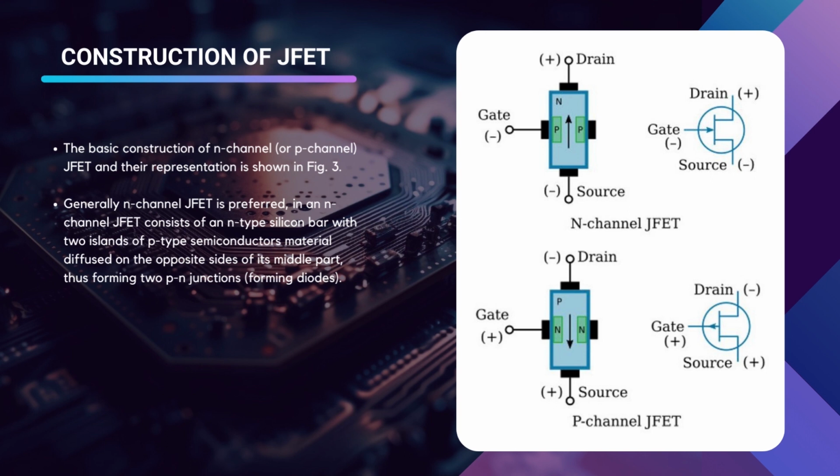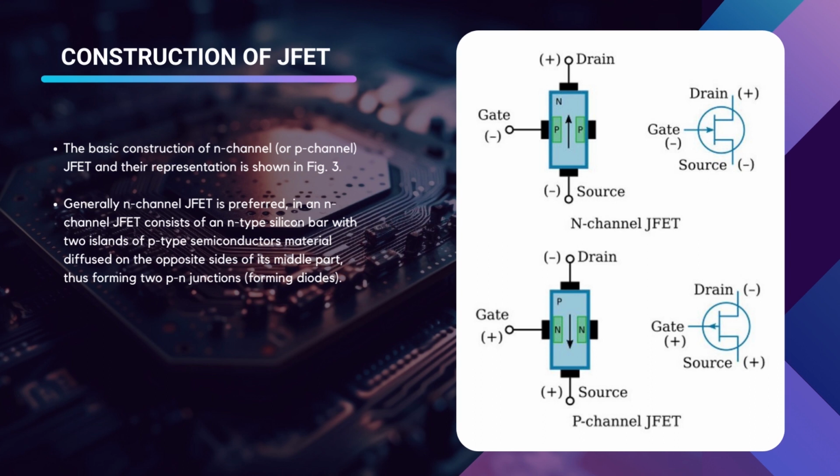Here we can see the flow of current. Flow of current is always from the source to the drain. So in the first figure and the second figure, in both the cases the flow of current is from source to drain and the gate terminal controls this flow of current. Generally, an N channel JFET is preferred.